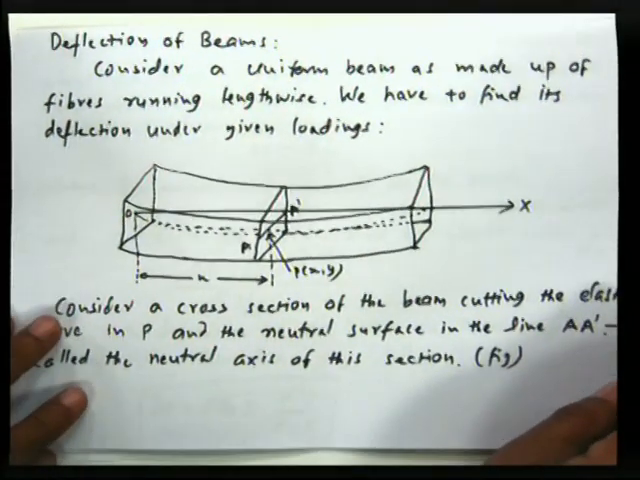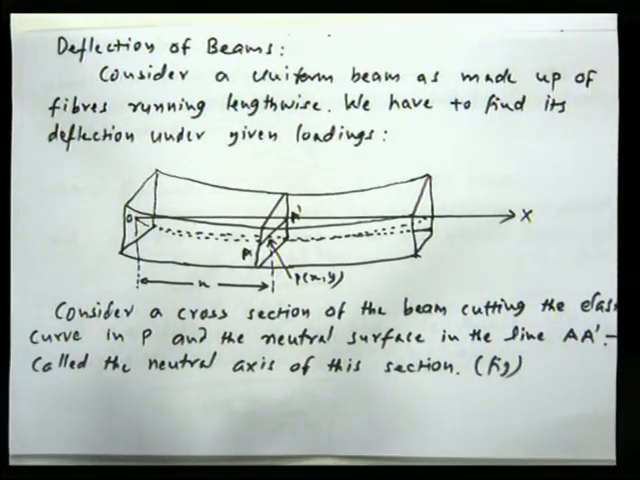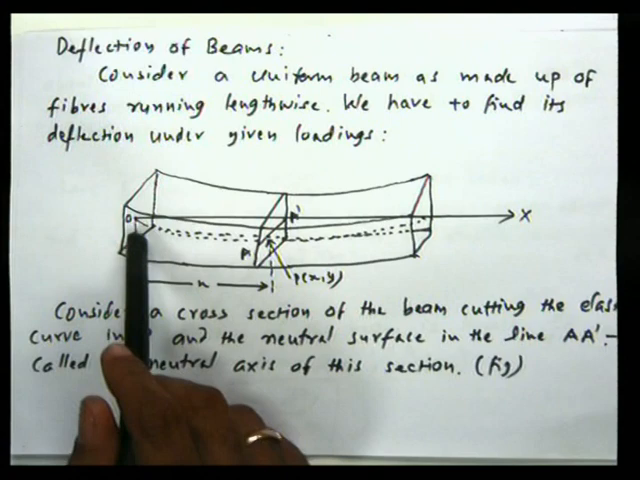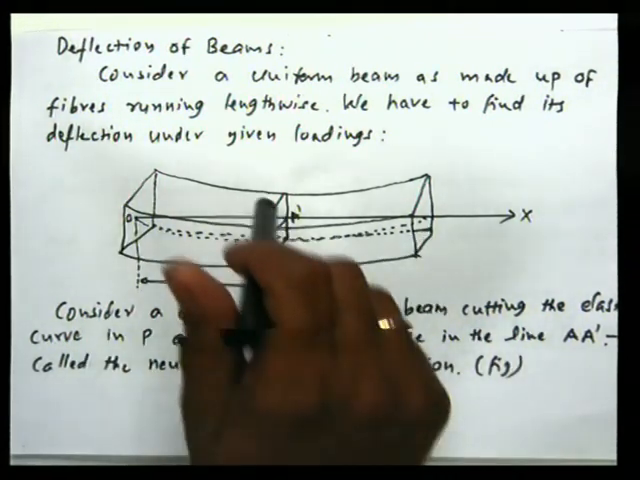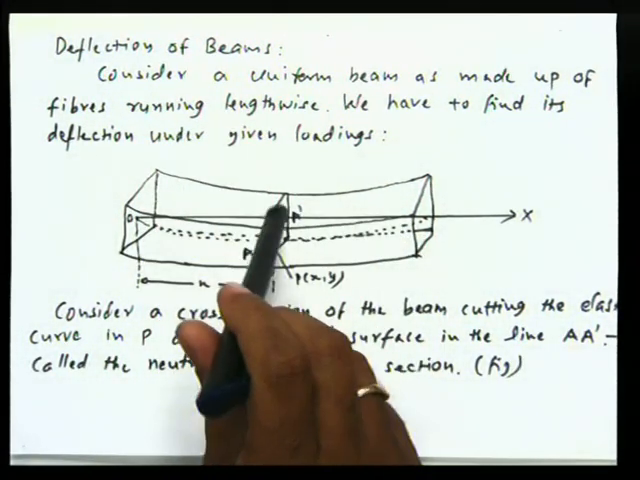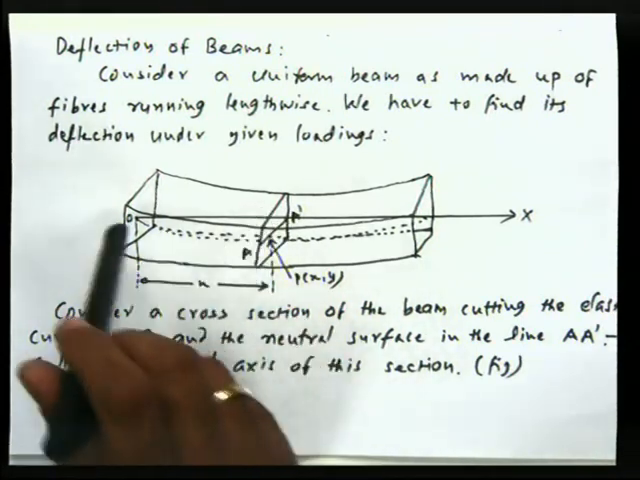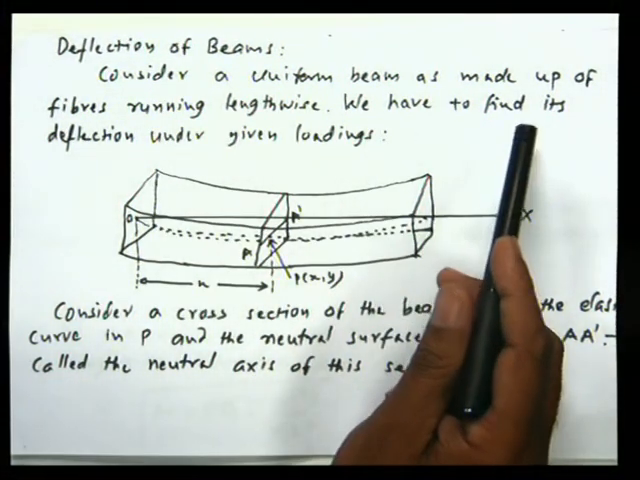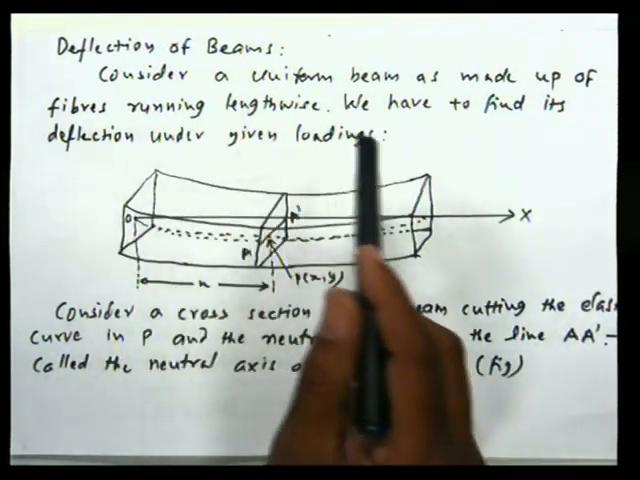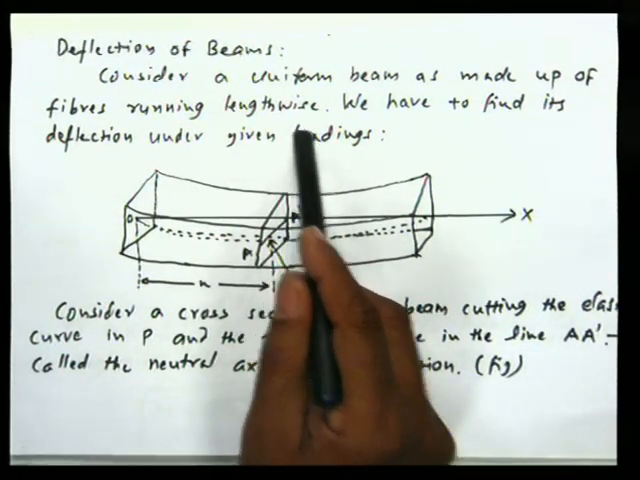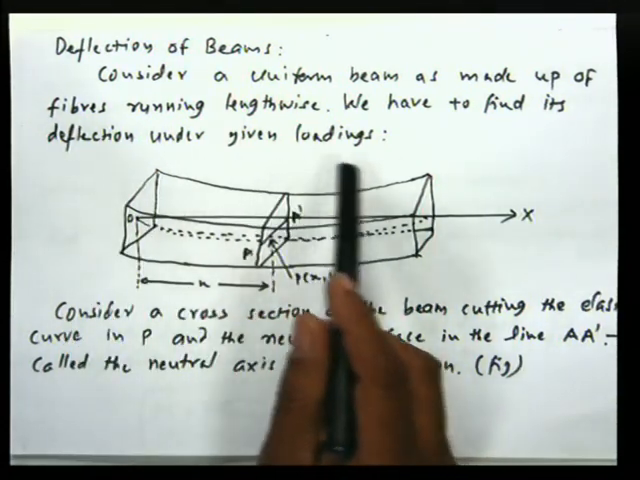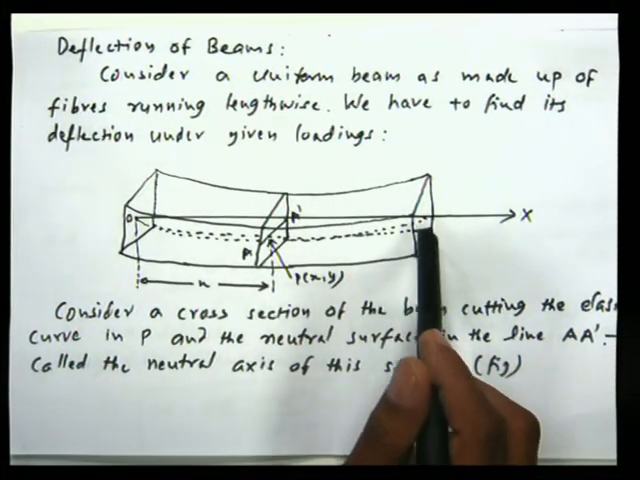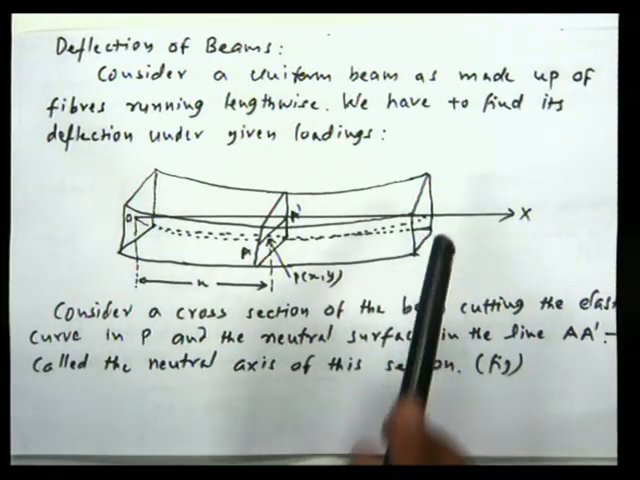The next application we see is of deflection of beams. So consider that you are given some beam and you are putting some load on the beam, so that gives the beam some deflection, right. So consider a uniform beam as made up of fibers running lengthwise. We have to find its deflection under given loadings. So we have applied load from here where we keep both this end fixed, right.